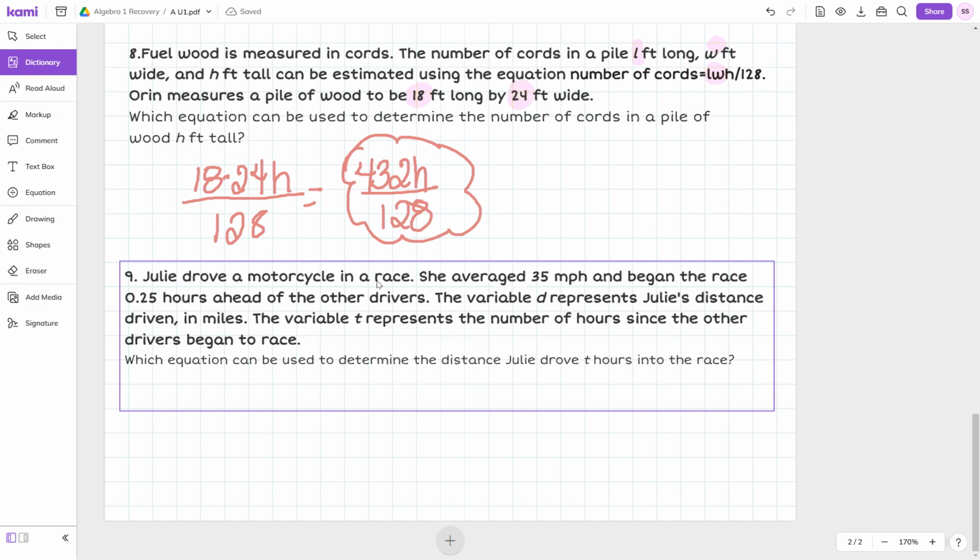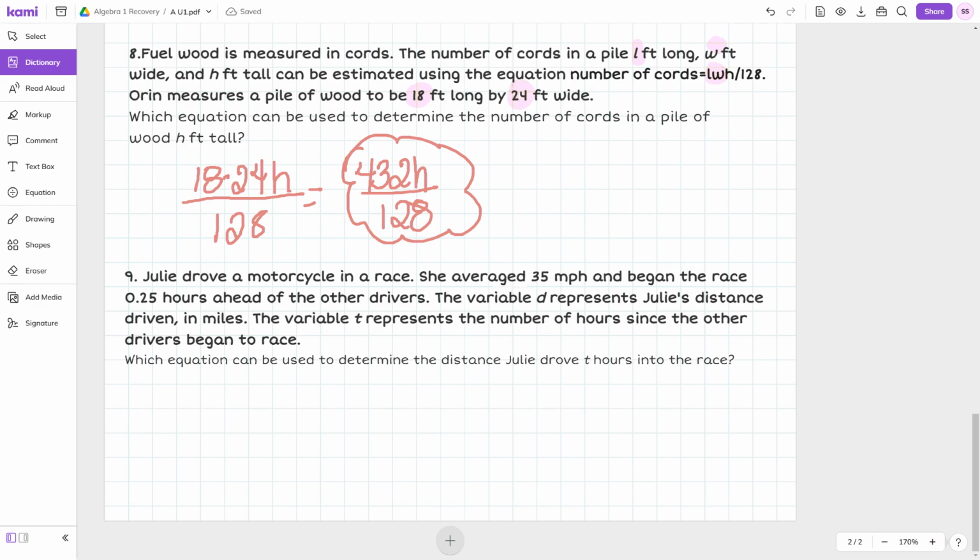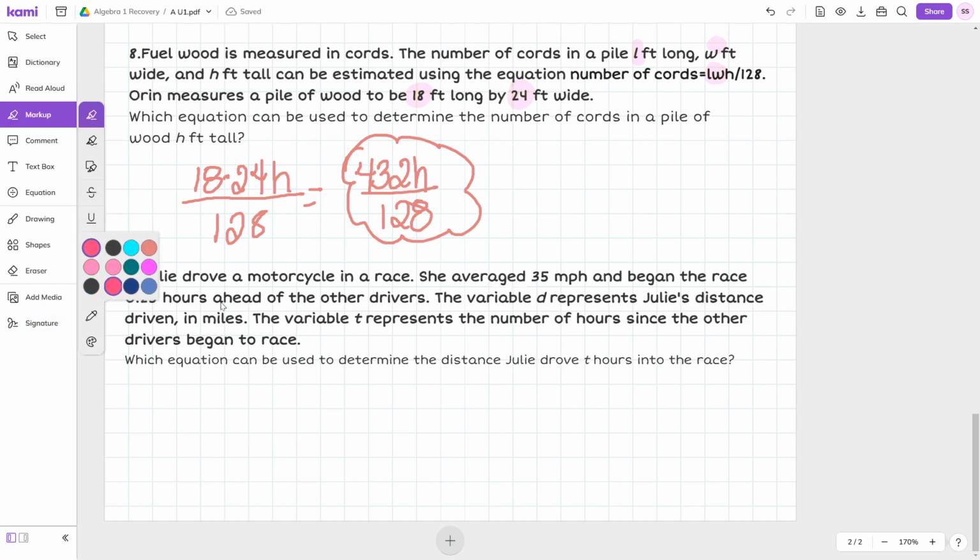Julie drove a motorcycle in a race. She averaged 35 miles per hour and began the race 0.25 hours ahead of other drivers. The variable D is Julie's distance driven in miles. The variable T represents the number of hours since the other drivers began the race. So let's go ahead and look at this one by first defining all the variables. And I'm a highlighter. I always have been. Just like mixed answers pop in front of me. So I'm going to highlight that she averaged 35 miles an hour and that she began that race 0.25 hours ahead of the other drivers.